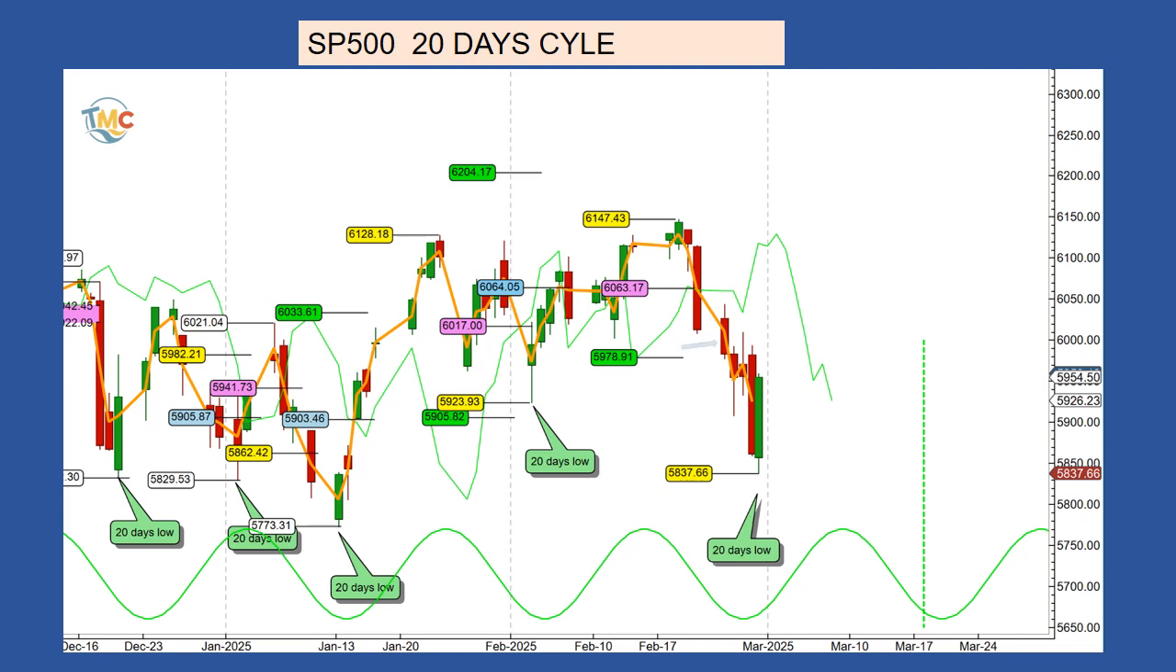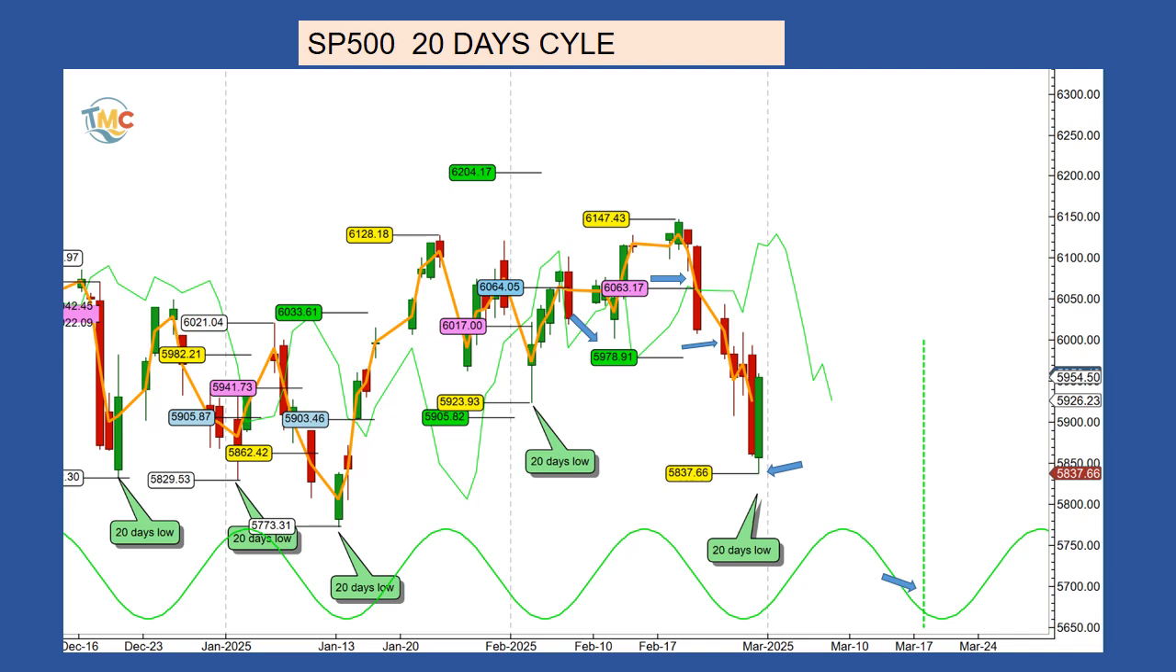On February 24th, the SP500 met its 5,978.91 target, triggered on February 21st, and is now on its way to form the 20 days low on February 28th. The next 20 days low is scheduled on March 17th, the green dashed vertical line. This date is based on the regular Hurst nominal model.